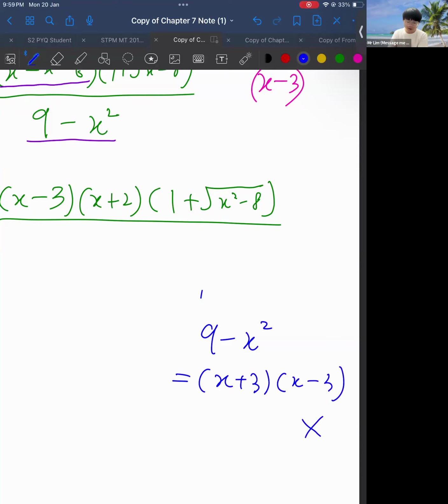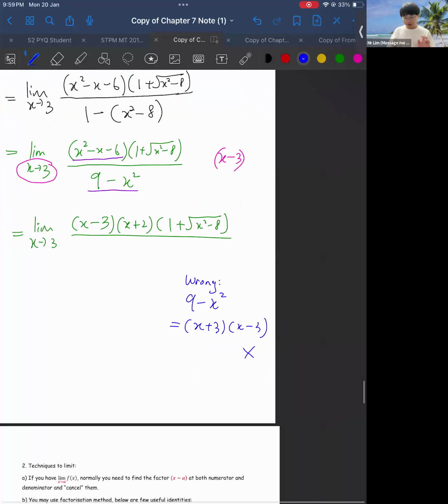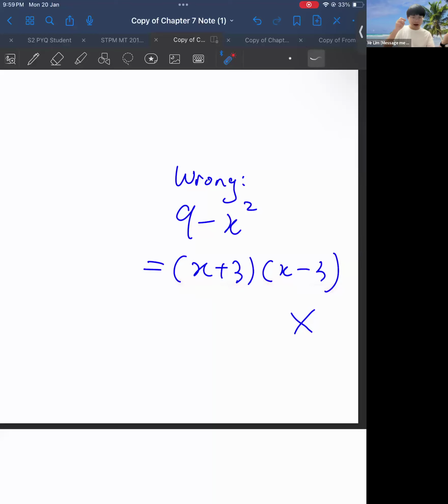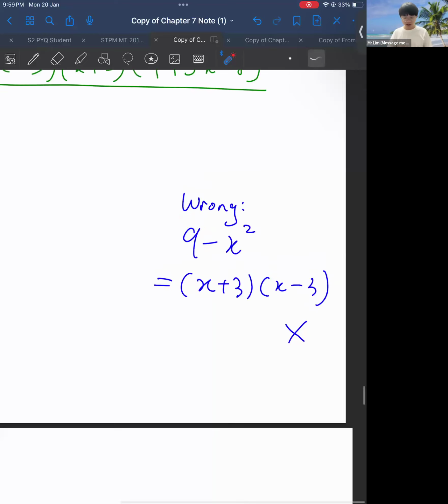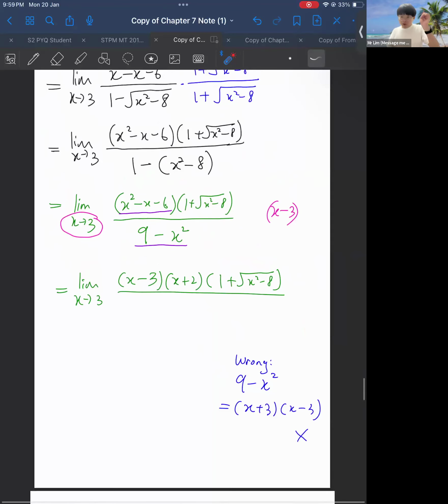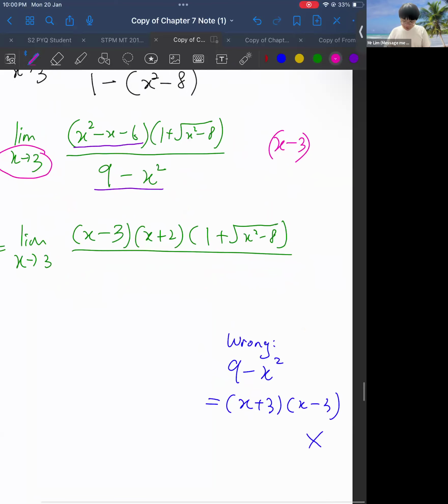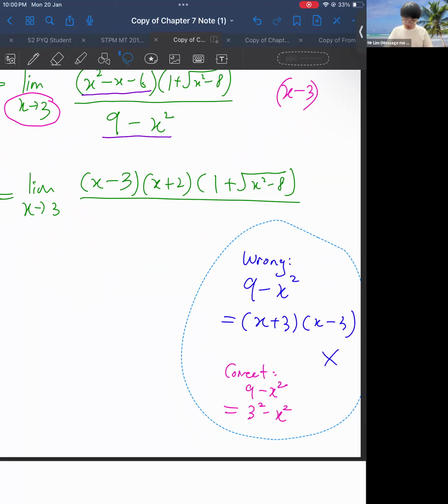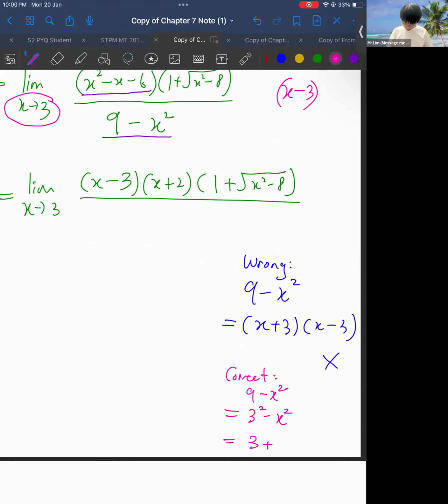Did anyone make this mistake? This is wrong. Why? You cannot do it like this, because if you expand this, it is x squared minus 9. But 9 minus x squared has a negative difference. So the correct one: 9 minus x squared is 3 squared minus x squared. So you use a squared minus b squared, and you get 3 plus x, 3 minus x.